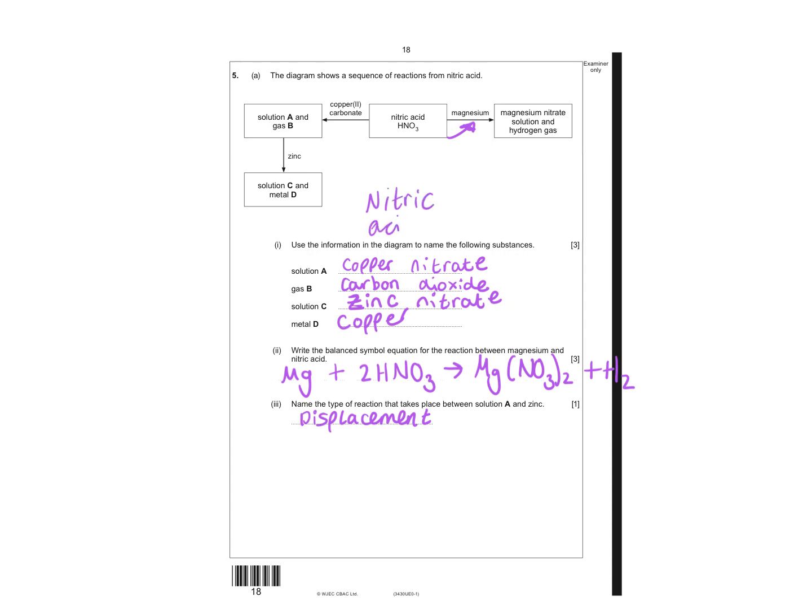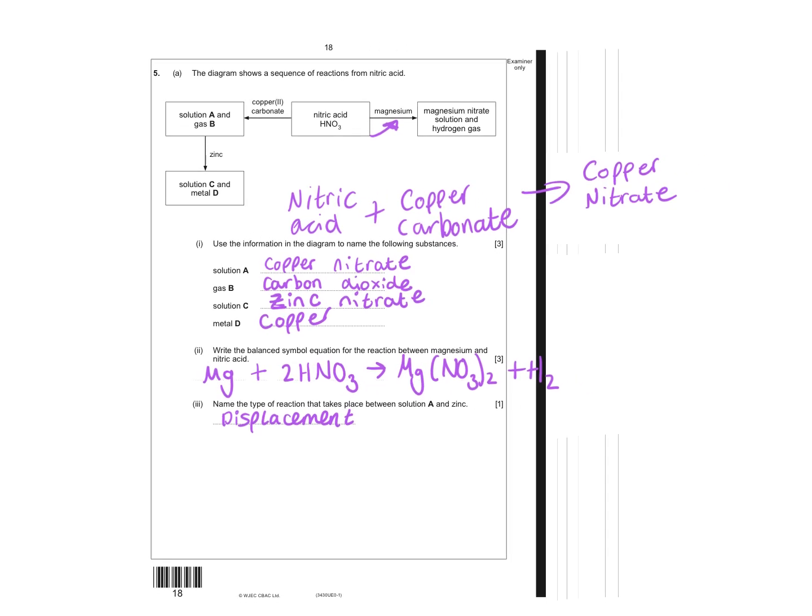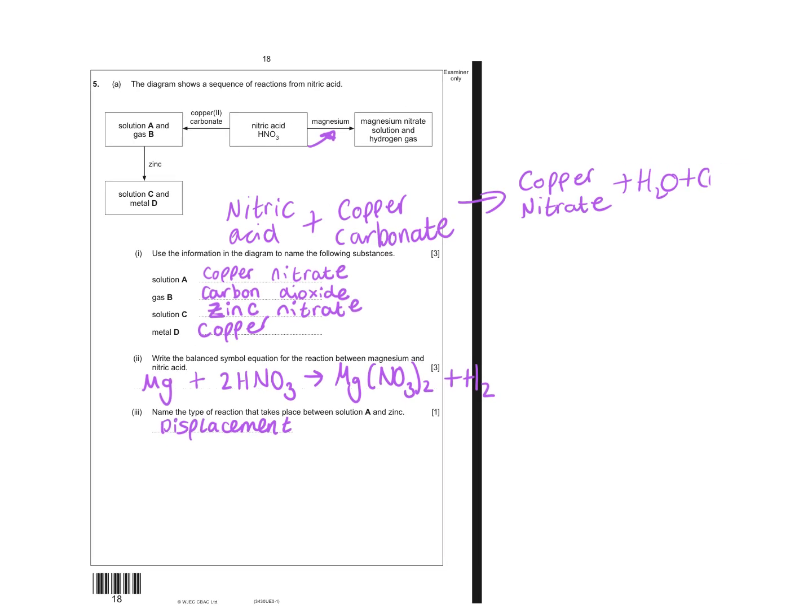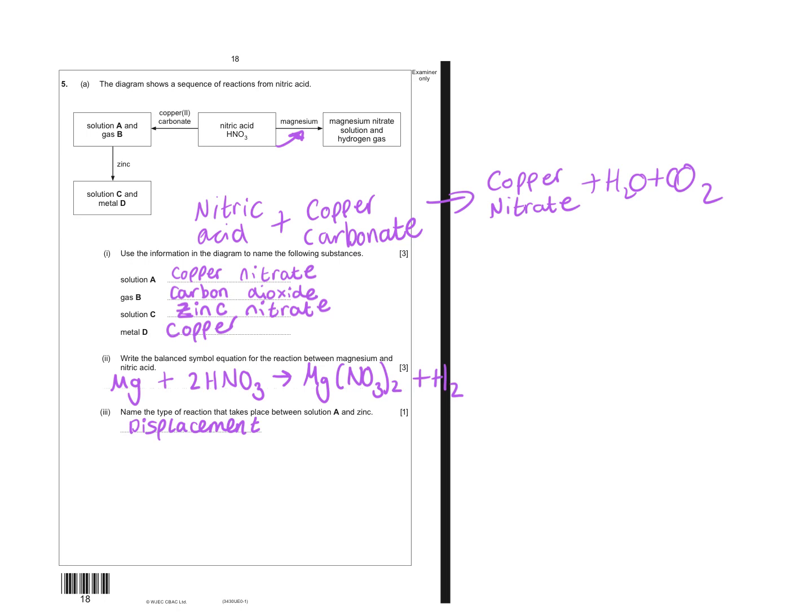Nitric acid plus copper carbonate we'll go to copper nitrate plus water plus CO2, which will then help us answer solution A. Use the diagram to name, so you just need to name them. So it would be copper nitrate and the gas would be carbon dioxide.